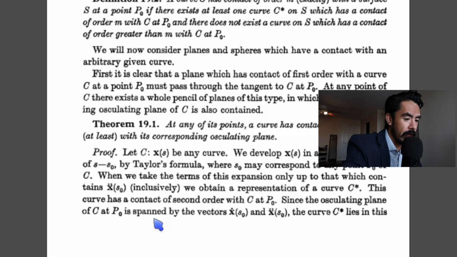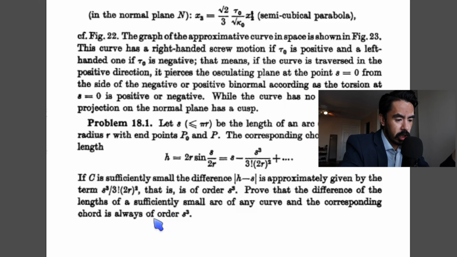The last problem of section 18, the method of the solution, I like to call Taylor series and cancel, because that's all it was. You just took your function and expanded it out by Taylor series. You did another function, expanded it out with the Taylor series, and then you look at the two expansions, you cancel them out, and then at the end you get h equals 2r times sine of s over r equals s minus s cubed over 3 factorial times 2r squared. Literally all you had to do to get that is Taylor series and cancel.